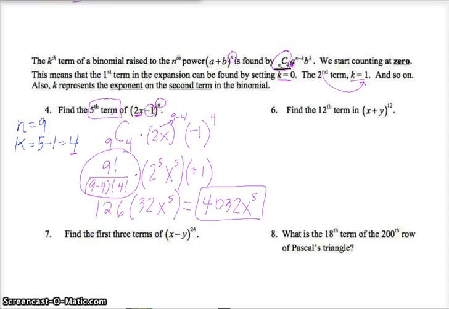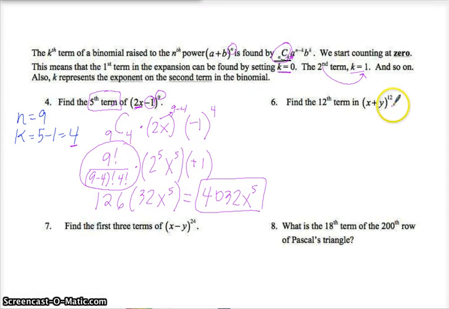Okay, so I'm finding the 12th term in x plus y to the 12th power. So again, go through this. n is equal to 12, right? That's the exponent. k is equal to 1 less than the term that we're trying to find.